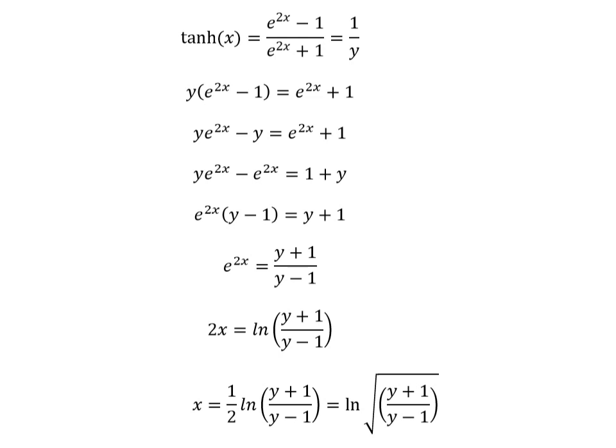Solving, we get x is equal to log root of (y plus 1) by (y minus 1).